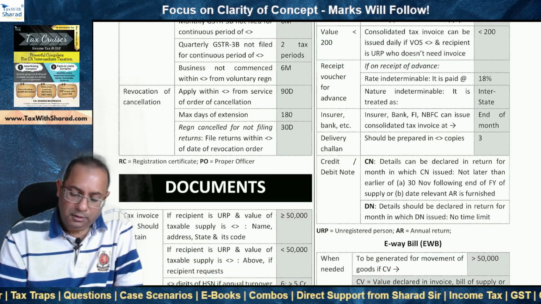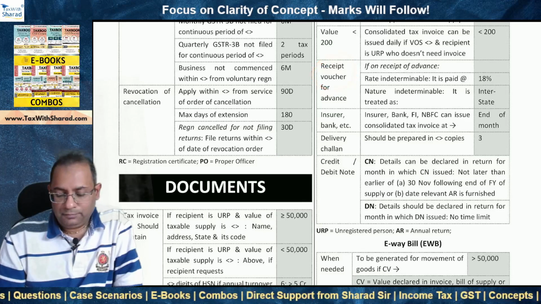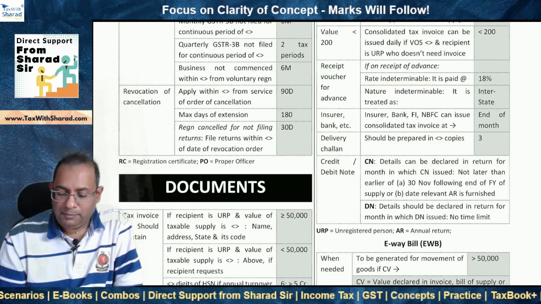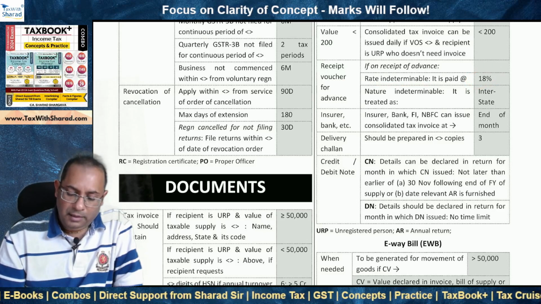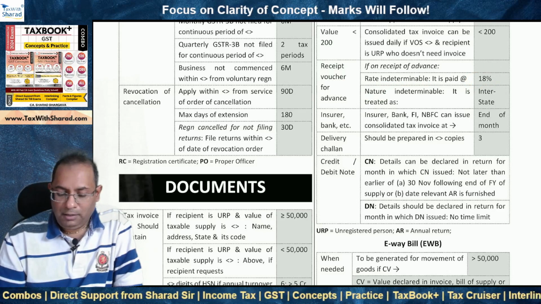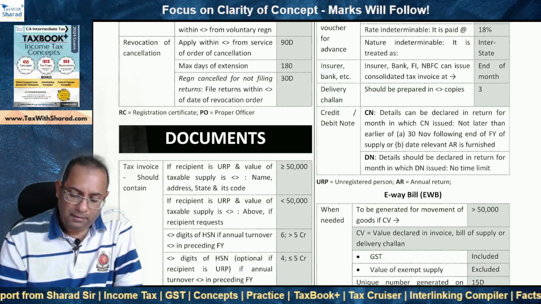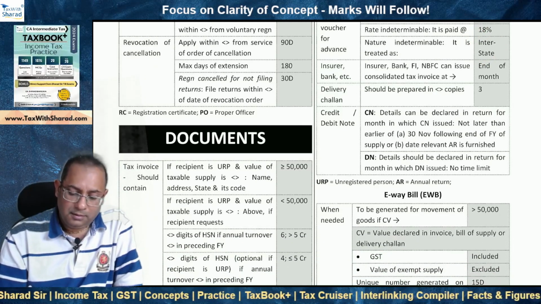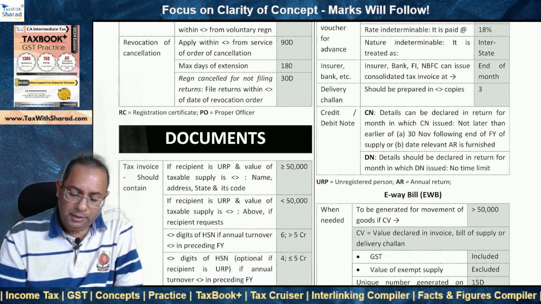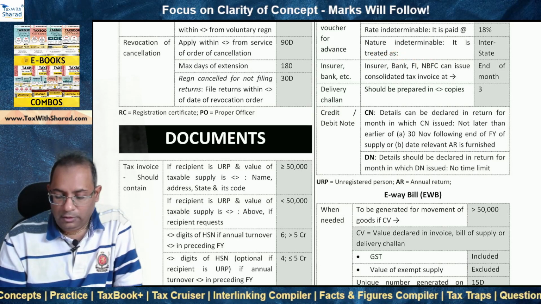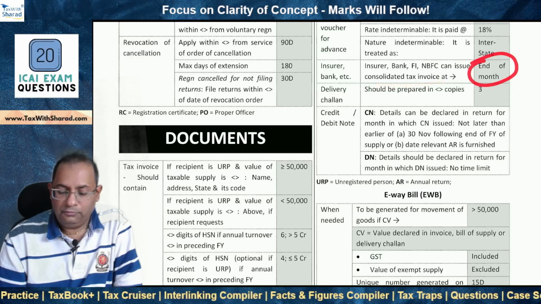In case of receipt of advance, receipt voucher is issued. In such cases, if the rate is indeterminable, then it is paid at the rate of 18%. If the nature of supply is indeterminable, then it is treated as interstate supply. And GST is required to be paid. In the case of an insurer, bank, financial institution or NBFC, they can issue consolidated tax invoice at the end of month.